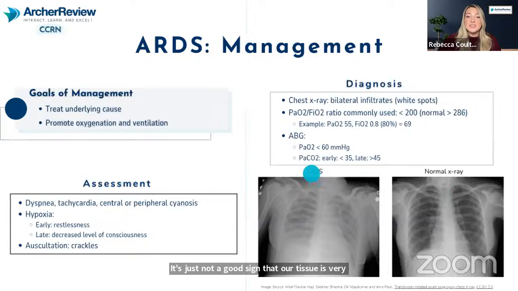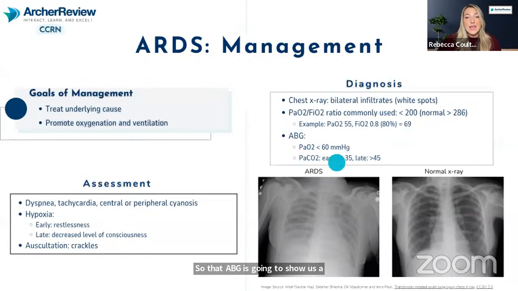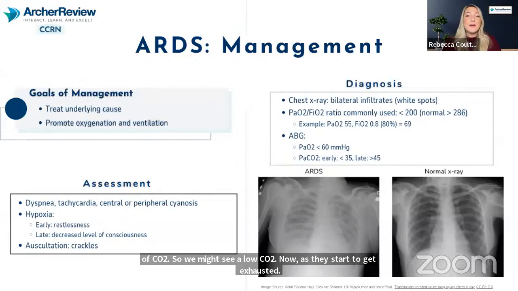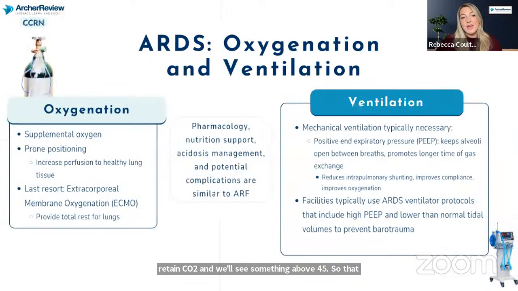So that ABG is going to show us a hypoxemic PaO2 of under 60. PaCO2 early, it might be really low because that patient's tachypneic. They're breathing off a lot of CO2. So we might see a low CO2. Now, as they start to get exhausted, that respiratory rate slows down. They may start to retain CO2 and we'll see something above 45. So that can change as this disease process progresses.